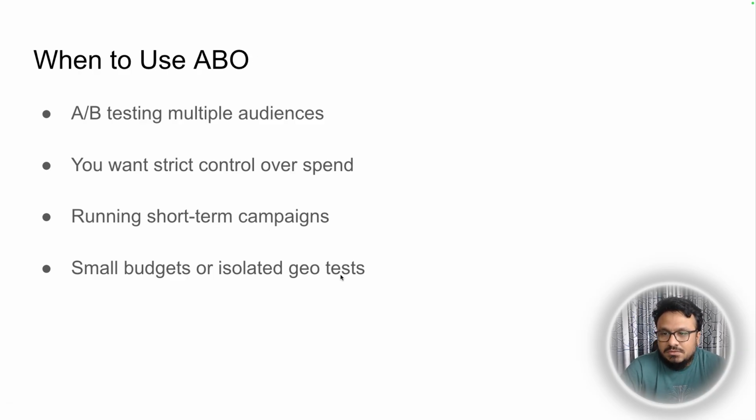Small budgets or isolated geo tests, again, different locations, different geo targeting. If you want to do broad on ad set 1, if you want to do detailed targeting on ad set 2, this third one could be a custom audience or retargeting. You can test that kind of stuff using ABO, right? So that's when you want to use ABO.